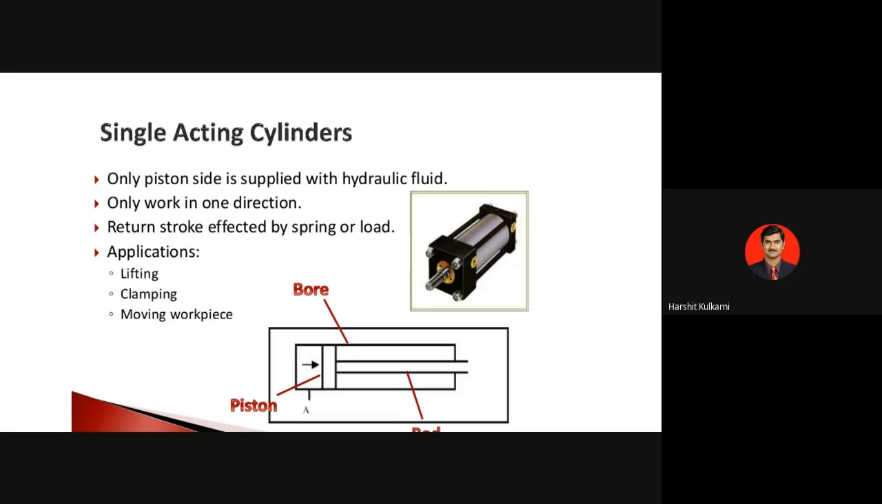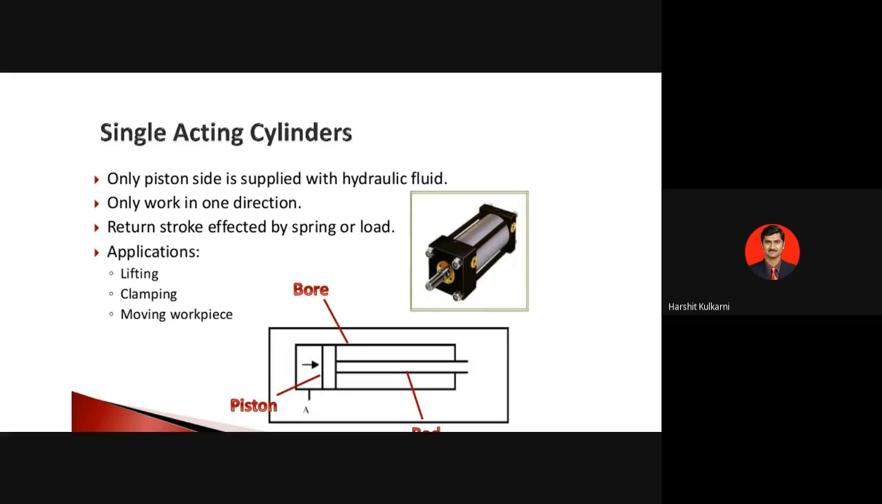So here the oil enters and pushes this piston ahead. It only works in one direction. The direction of movement in which the hydraulic fluid is entering performs the work during extension. Retraction is by spring action if it is a single acting spring operated cylinder. So the return stroke is effected by the spring or the load. There will be a spring here which will be compressed during the extension, and it will expand during the retraction stroke.